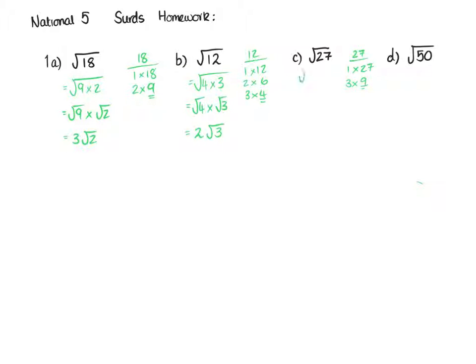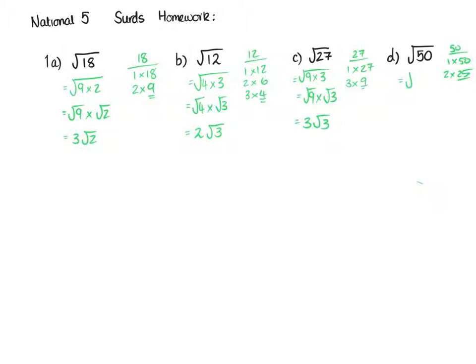So we have the square root of 9 times 3. So that is the square root of 9 times the square root of 3. The square root of 9 is 3. The square root of 3 just stays as it is. There we go. Right, so 50. We've got 1 times 50. We would have 2 times 25. And 25 is our square number, so we found our biggest one.